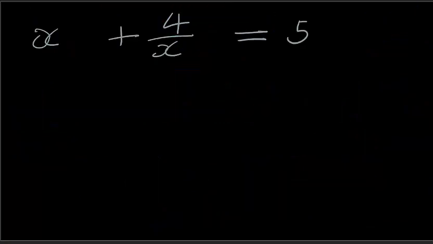Next question. Over here, our common denominator is just x. So times x, times x, times x. X times x is x squared.